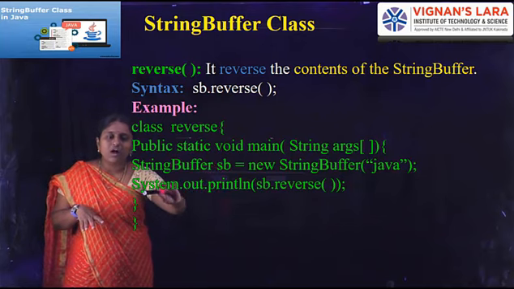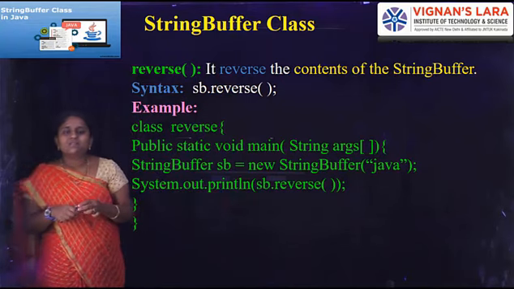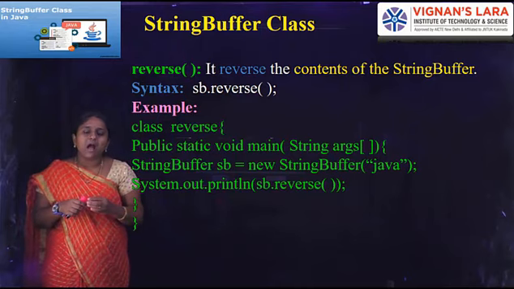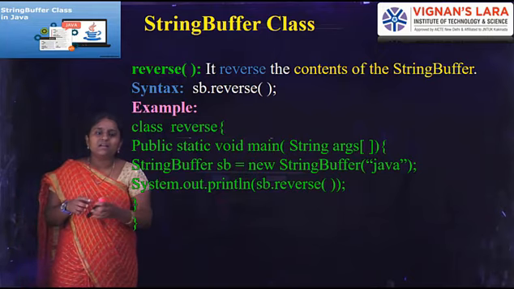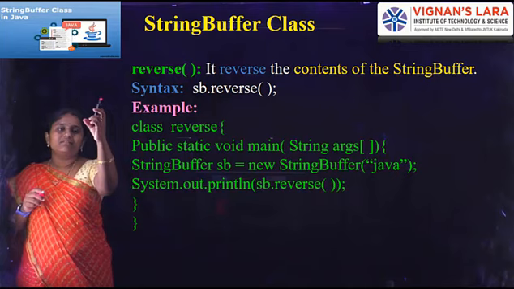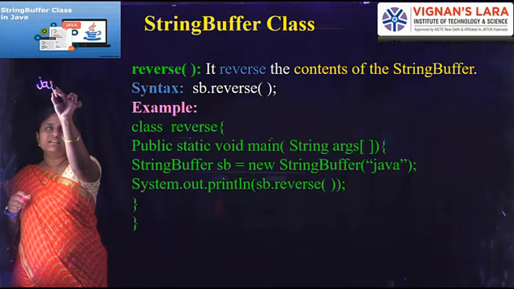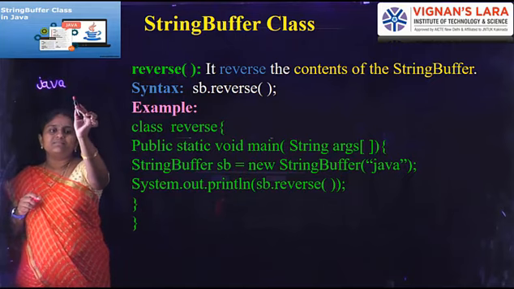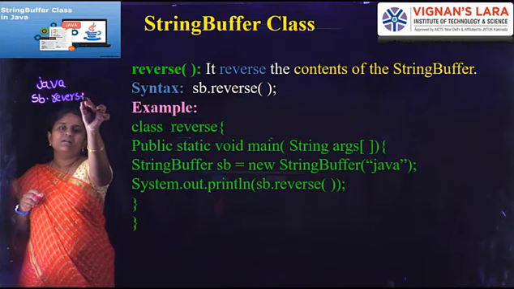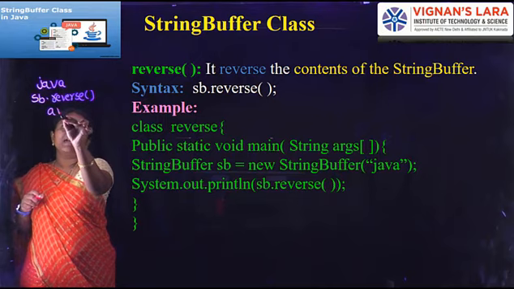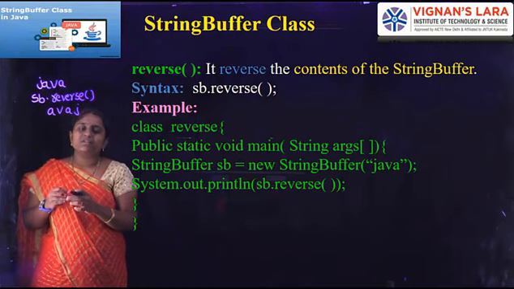Next, System.out.println(sb.reverse). With the help of the object reference, I am calling the reverse method. Whenever we apply the reverse method, the given string will be printed in reverse. The already given string is java. After applying the reverse method, it will print in reverse: a, v, a, j. It will print in reverse. That is the purpose of the reverse method.